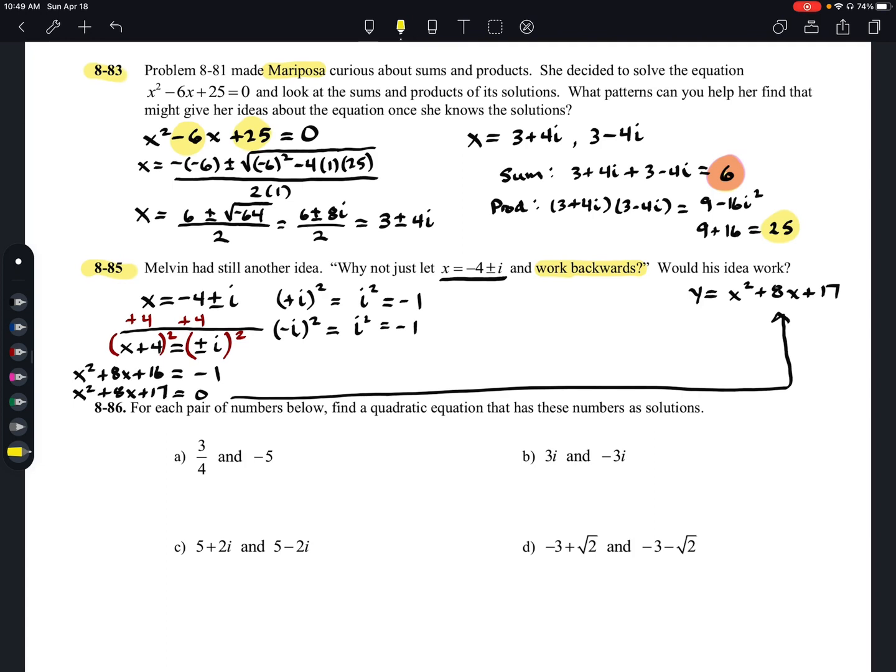In the next problem, we're going to put everything together. We're going to look at which methods we should use.